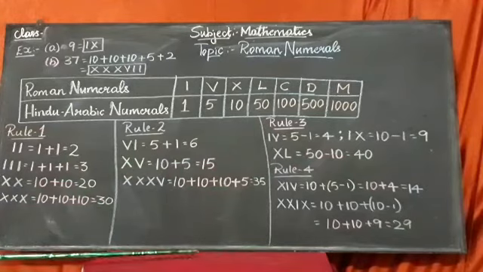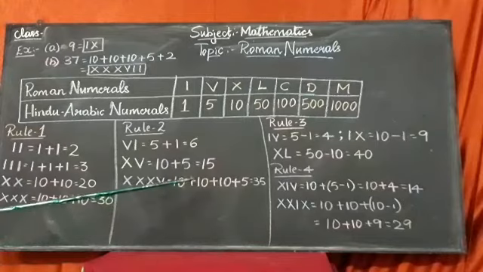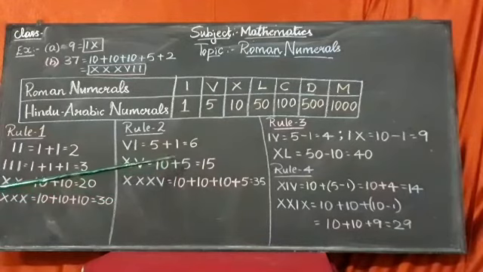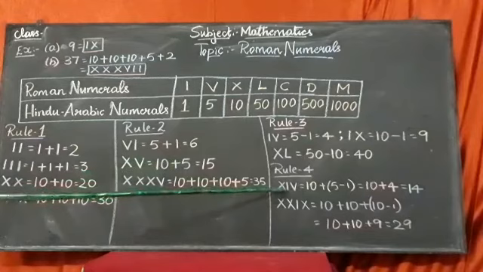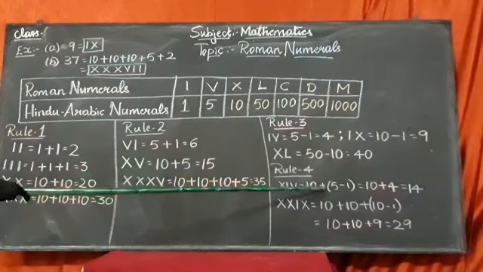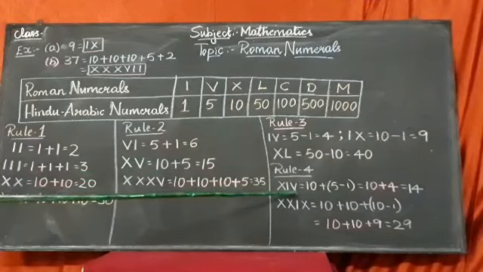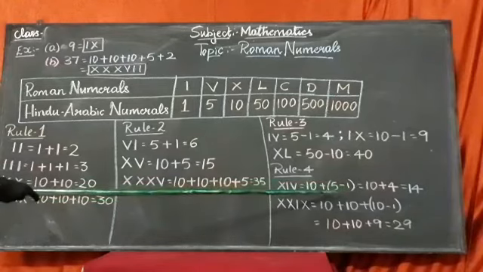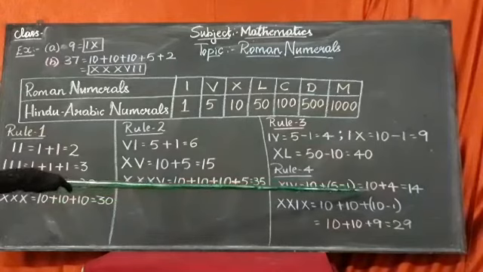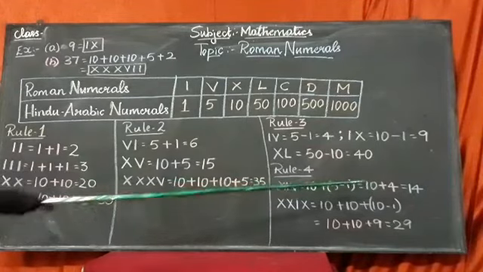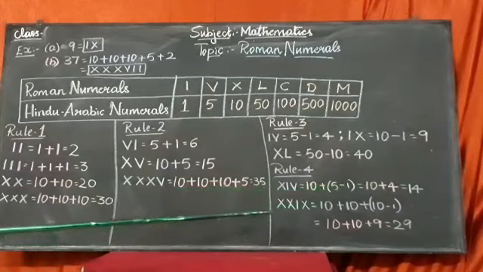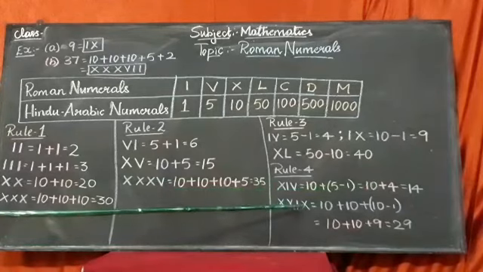Rule number 4: when a smaller numeral is placed between two numerals of greater value, it is subtracted from the numeral placed after it. See the example here, X, I, V. So what is X? It is 10, plus I and V. V represents 5, I represents 1 itself. So I have written in the bracket here 5 minus 1, that gives you 10 plus 4 gives you 14.